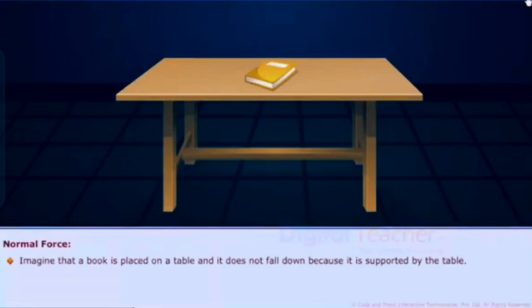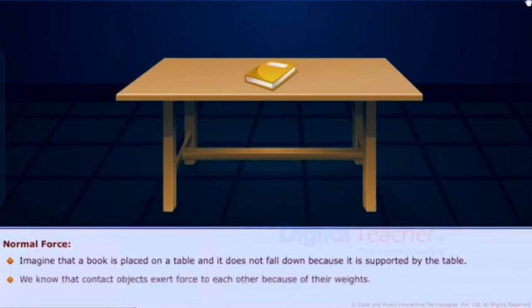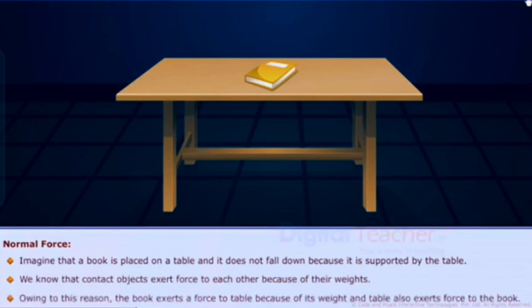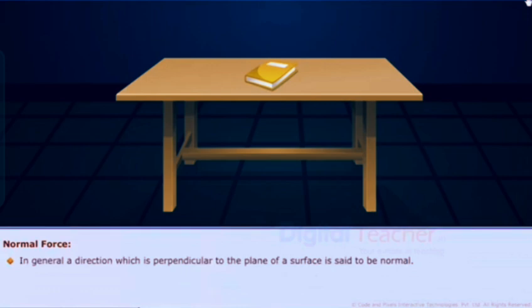Imagine that a book is placed on a table and it does not fall down because it is supported by the table. We know that contact objects exert force on each other because of their weights. Owing to this reason, the book exerts a force on the table because of its weight, and the table also exerts a force on the book. In general, a direction which is perpendicular to the plane of a surface is said to be normal.